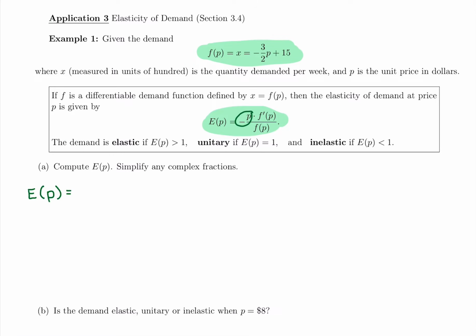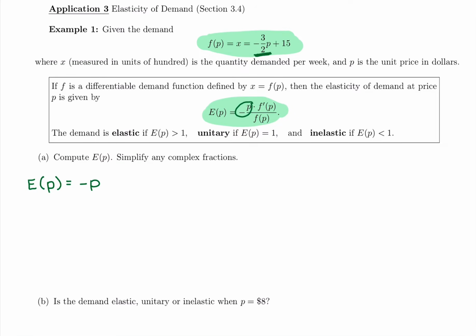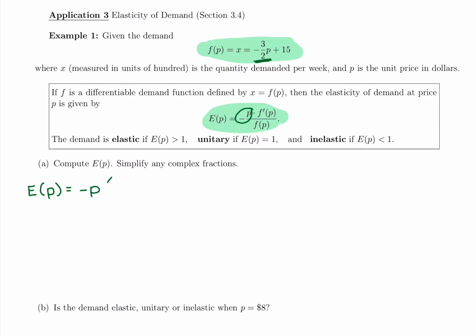So E of P is going to be negative P times the derivative f prime of P. So we need to take the derivative of this function we're given up here. So the derivative of f of P, we're going to do the derivative of negative 3/2 P. That's our mini rule. Derivative of 5x is 5. Derivative of 2x is 2. So derivative of negative 3/2 P is just going to be negative 3/2. And then the derivative of 15 is 0. So we plugged into the first two pieces: negative P, and the derivative f prime of P. All over the last piece, the original function, which was negative 3/2 P plus 15.